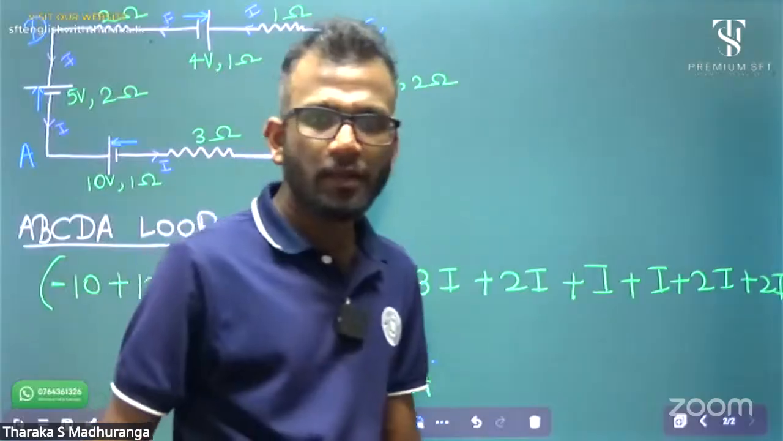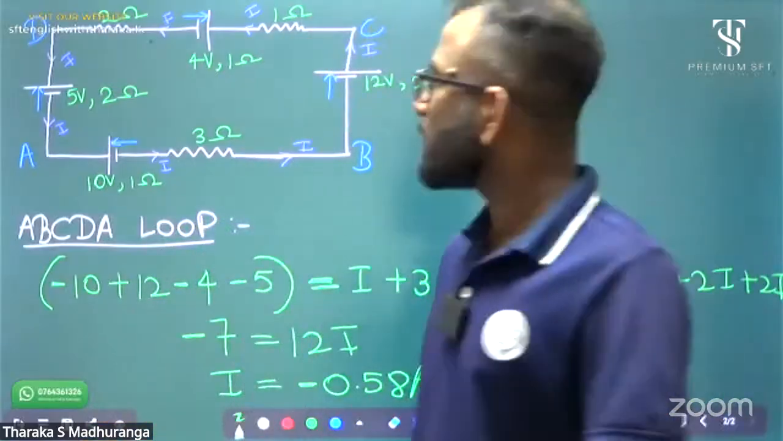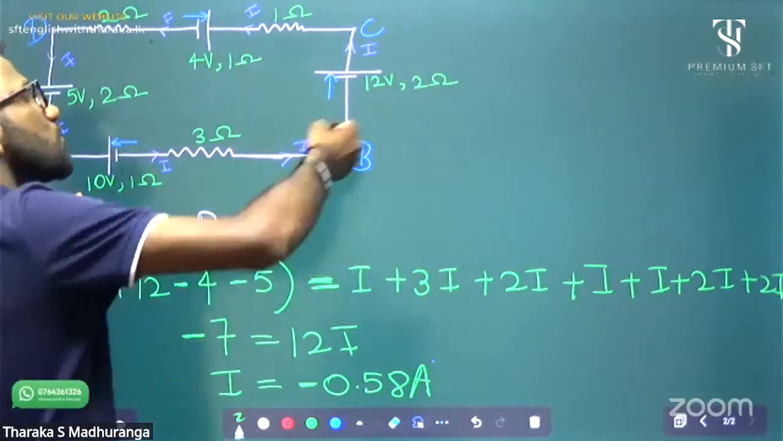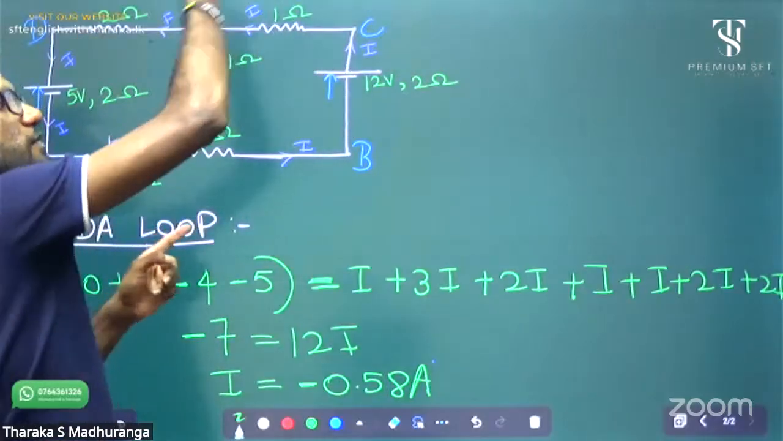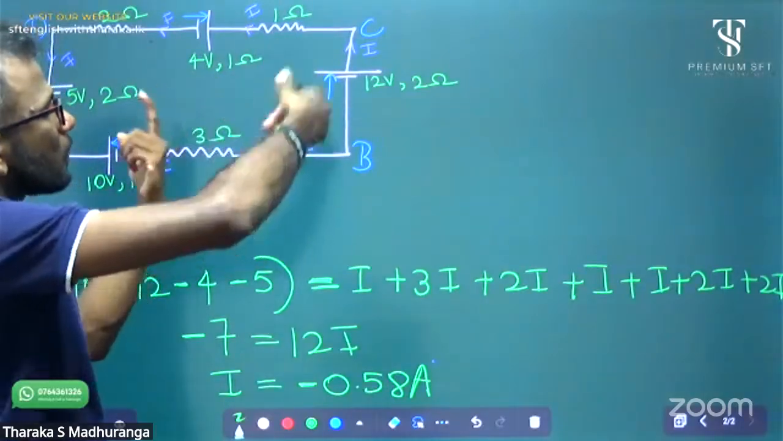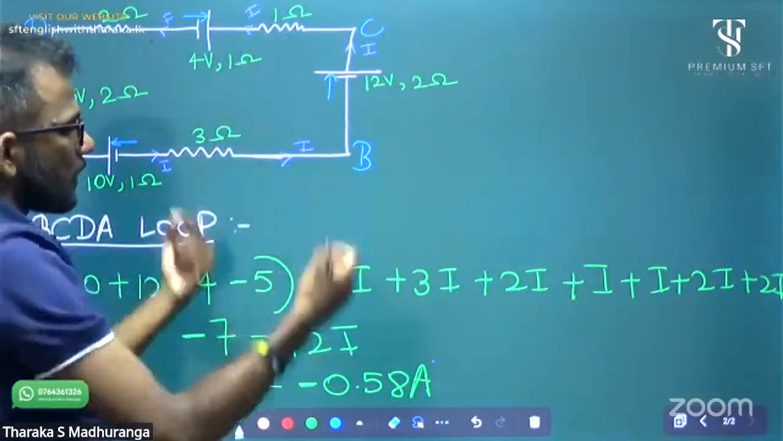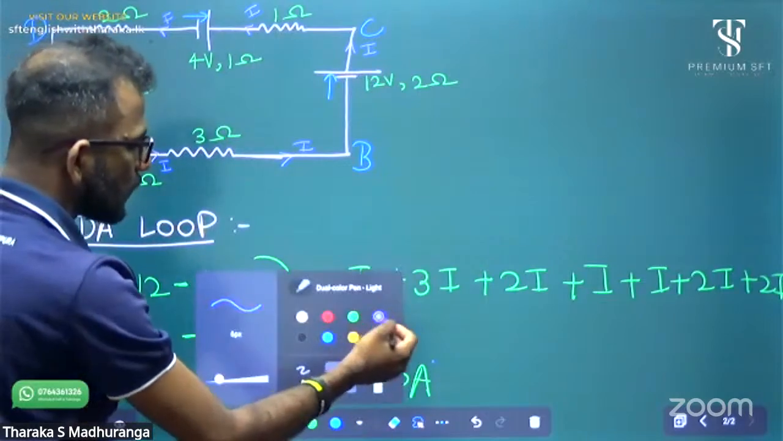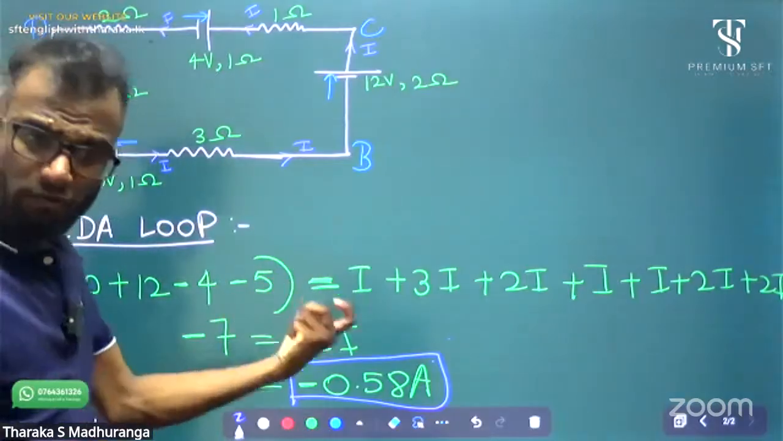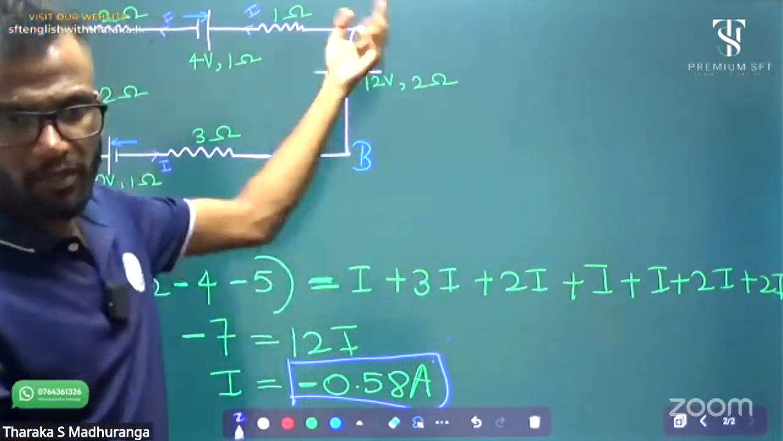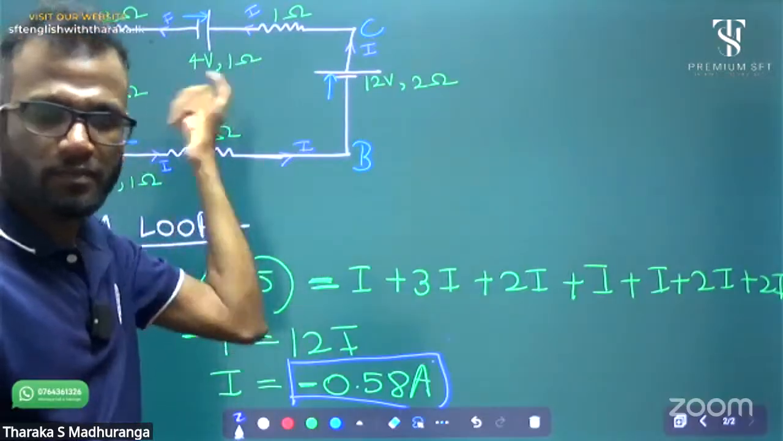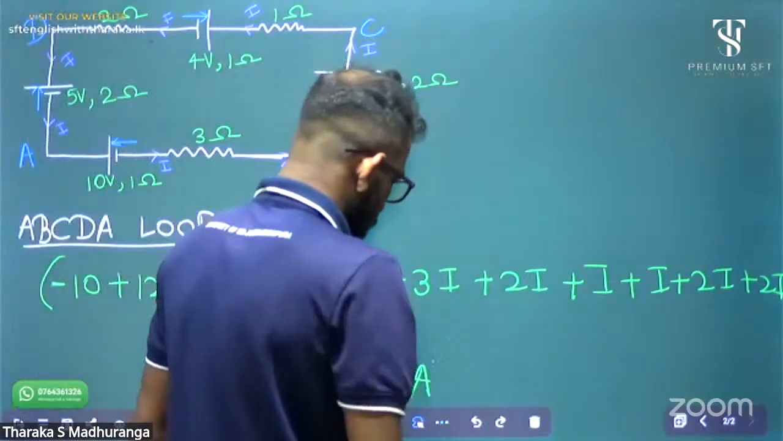Very good. I marked the current direction anti-clockwise, on the left side. According to this pattern, the answer was a minus value. What's the meaning? The current flows in the opposite direction, that means clockwise direction. The current flows this way.